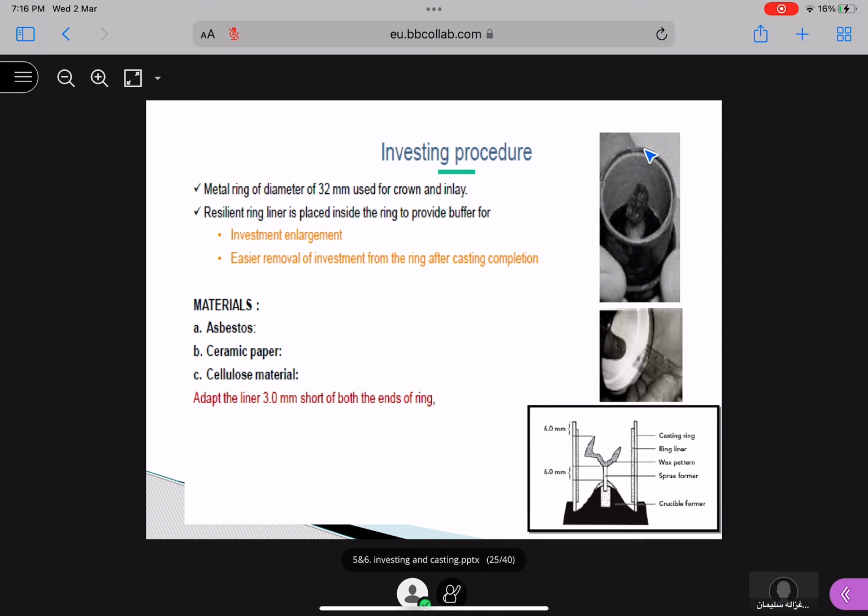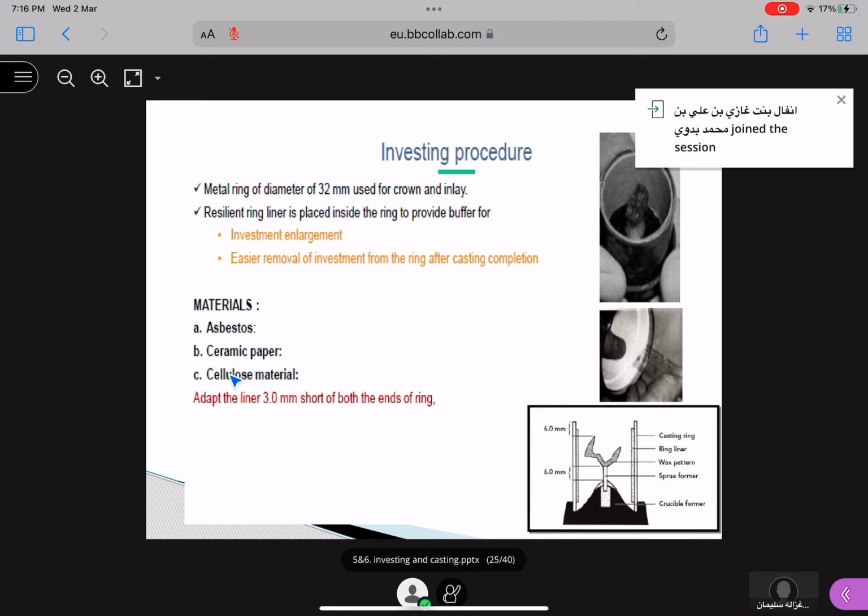And why the liner? Because it is a buffer for investment. Because I told you before also, when investment sets, it will be enlarged. So first it will compensate for enlargement, and another, easy removal of investment from the ring. Because when you remove this ring, maybe investment will get stuck to the ring. So when we remove this paper, it will come out.